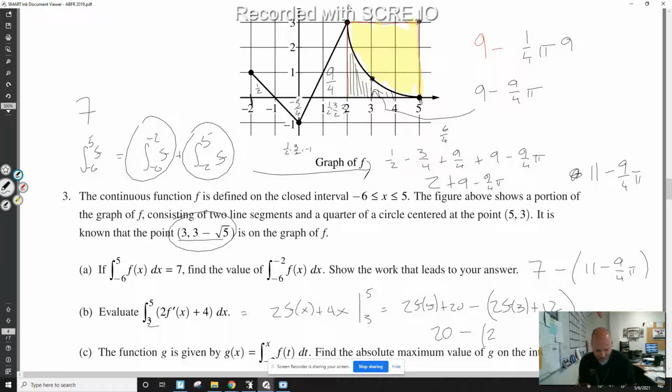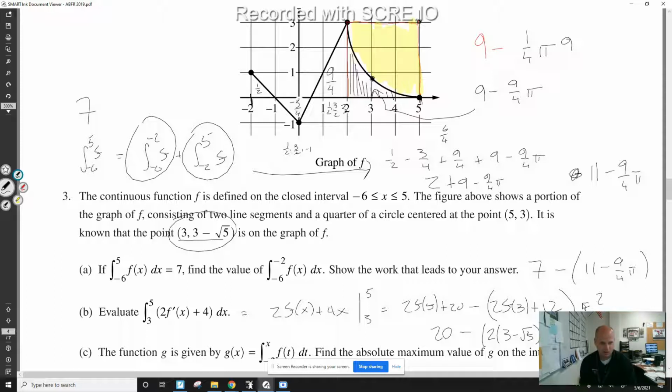I think whoever made this wanted it to be hard, and then somebody's like, all right, rein it back a little bit, give them what f of 3 is. All right, 3 minus root 5 plus 12, and that's your answer. If you want to simplify it, congrats, have fun.